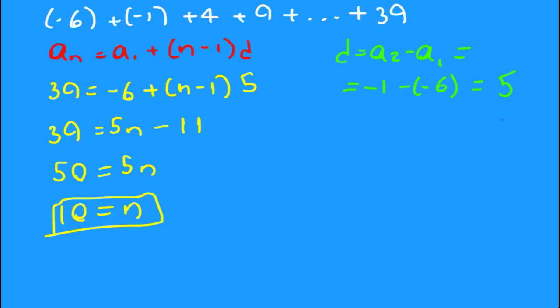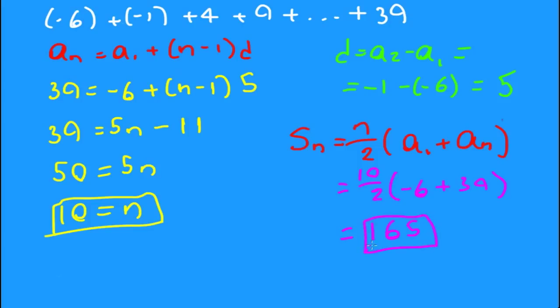So we're going to find the sum, which is equal to n over 2 times a1 plus an, right? I'm going to use pink. So 10 over 2 times the first term, negative 6, plus our last term, 39. There you go. So that would be equal to, take out your calculators and do it, 165. And that is your final answer.